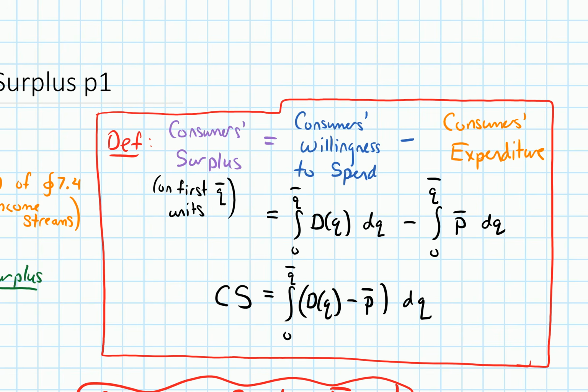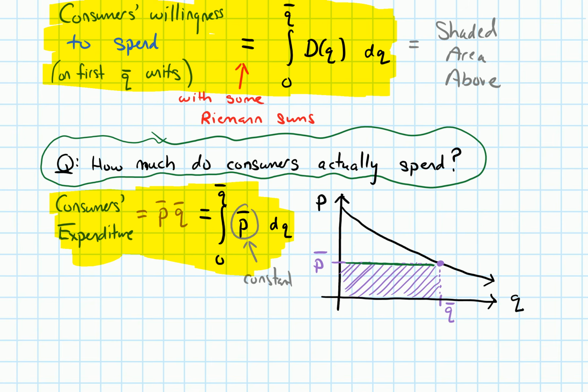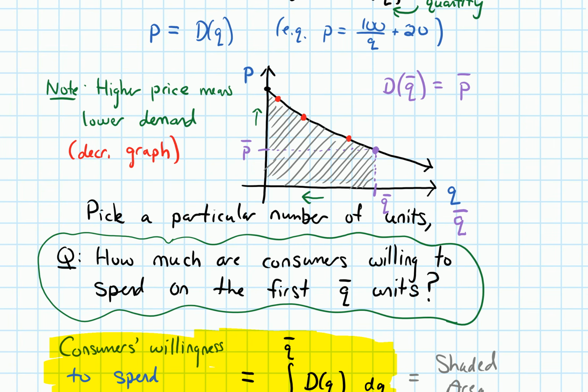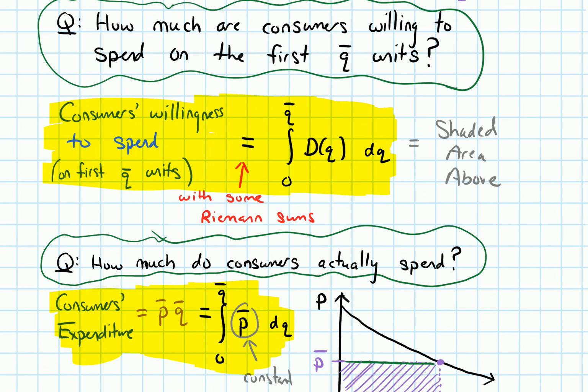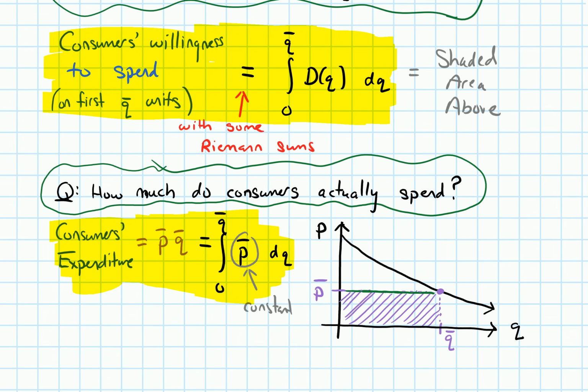Okay, so I'm going to highlight this as well. That is the big idea for this section, what consumer's surplus is. So in terms of the graph, if I go back to this graph, what we're doing is we're subtracting the willingness to spend, which is this whole area under the demand curve, by the area of this rectangle. And what that will leave us with is this region above that rectangle, but below the curve. And that is CS. That is the consumer surplus.